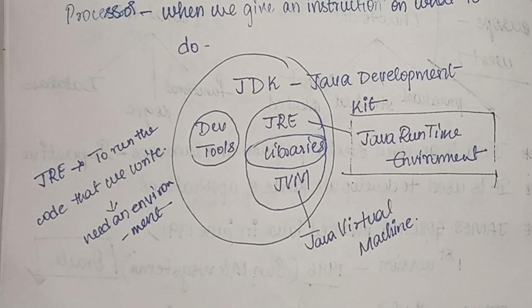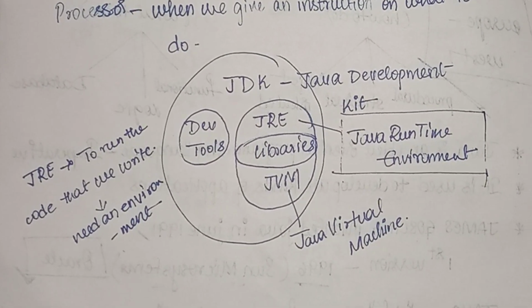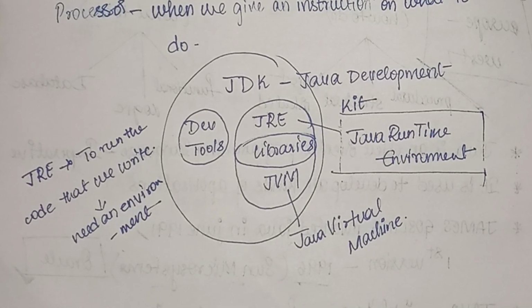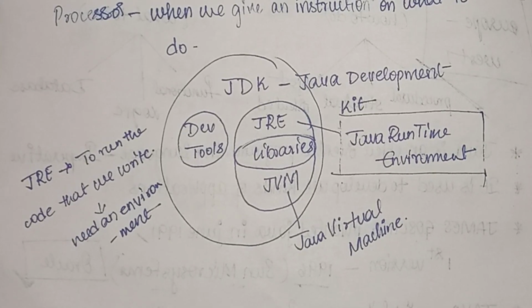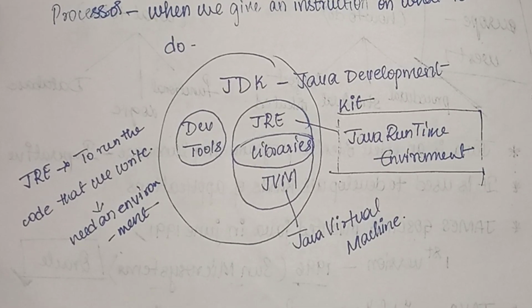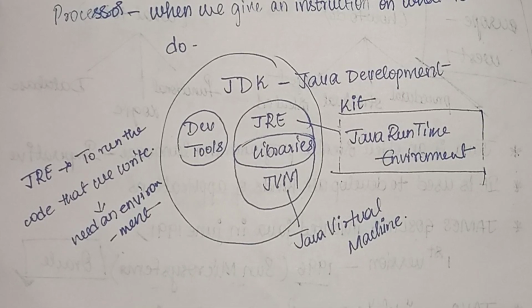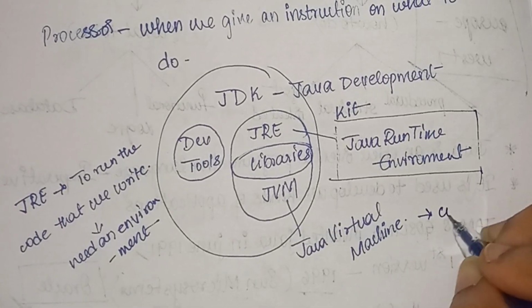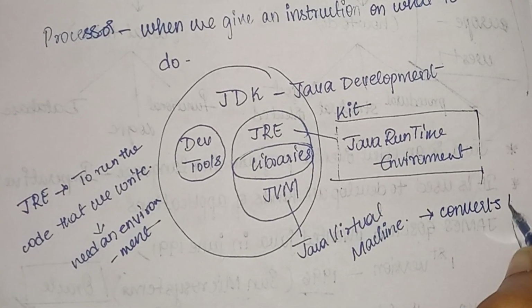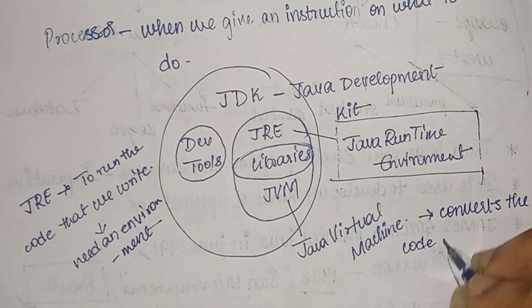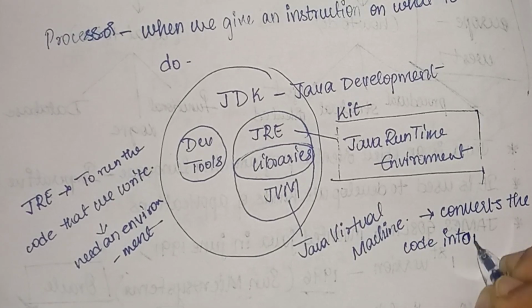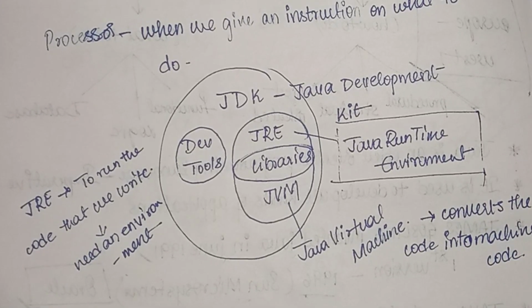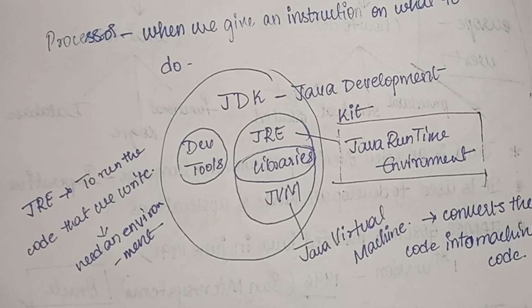Next, JVM అంటే ఏంటి? It converts the code into machine code, machine understandable language. మెషిన్ అండర్స్టాండబుల్ లాంగ్వేజ్ అంటే ఏంటి? కంప్యూటర్కి ఏ లాంగ్వేజ్ అర్థమవుతుంది? ఇట్ ఓన్లీ అండర్స్టాండ్స్ బైనరీ లాంగ్వేజ్. బైనరీ లాంగ్వేజ్ మీన్స్ combinations of zeros and ones, which is also called as machine code. So it converts the code into machine understandable code, which is nothing but machine code. This is the use of JVM.